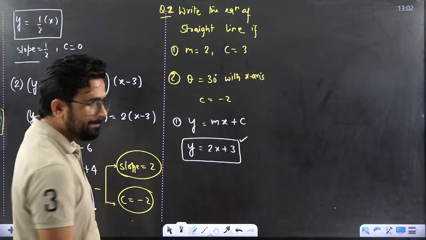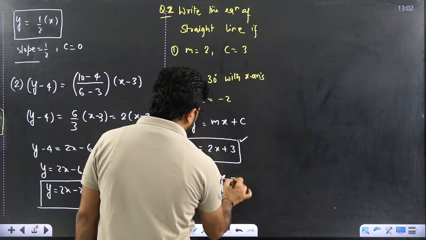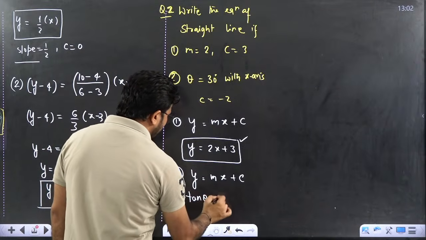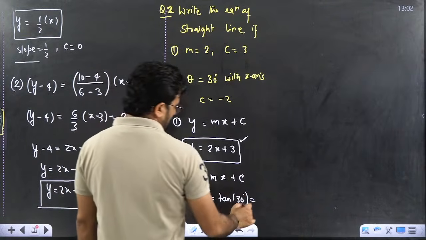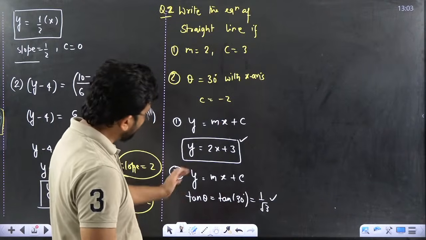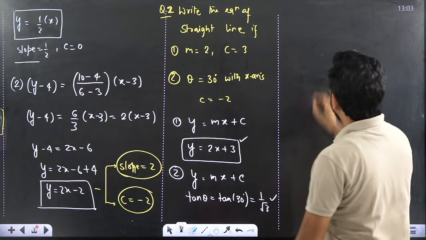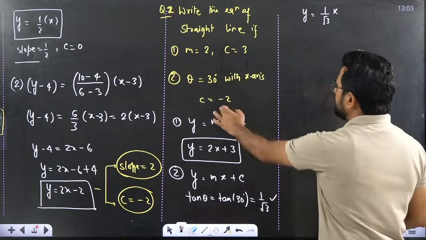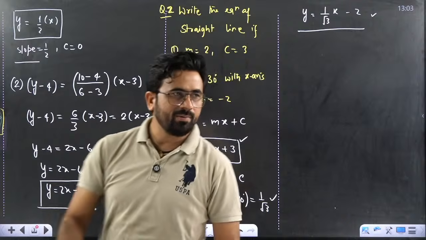Very simple. Clear? Second question. y equal to mx plus c, but first we have to calculate m. m is how much? Tan theta, which means tan 30 degrees. Tan 30 means 1 by root 3, which I told you in the previous class. If you don't remember it, please watch from there. Now y equal to slope 1 by root 3 into x, intercept is minus 2, that's the answer for the second one. Hope this is clear to everyone.